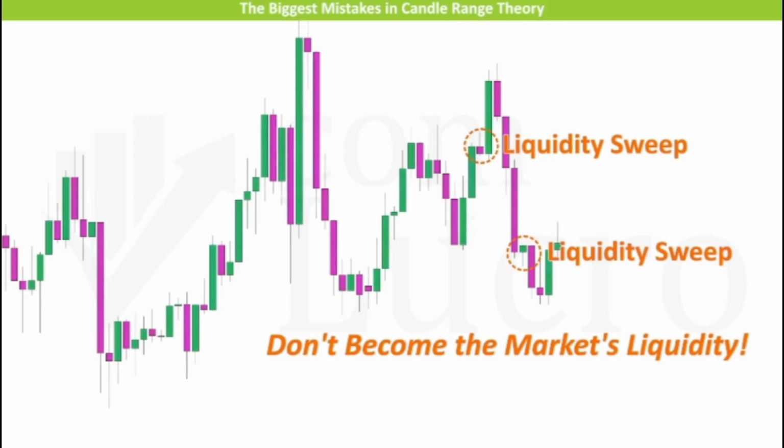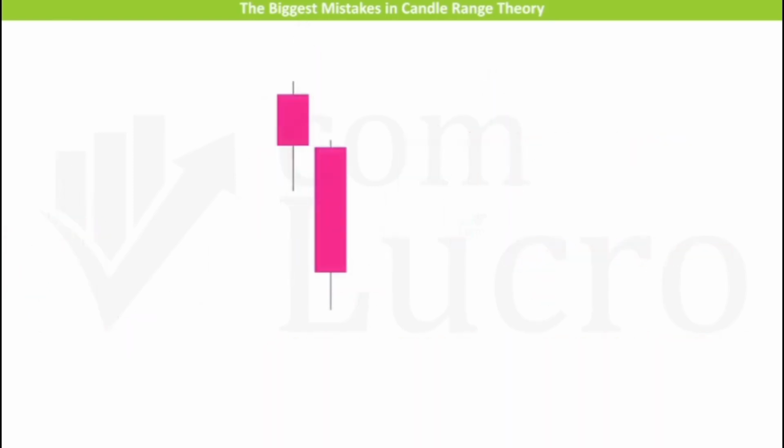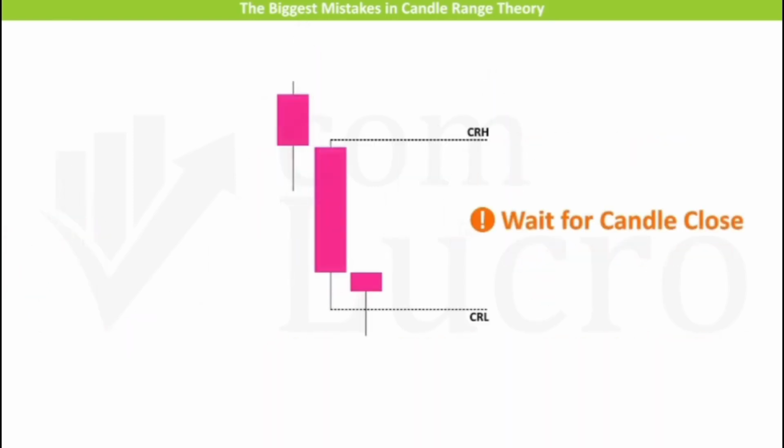One of the biggest mistakes is trying to apply CRT in a choppy or ranging market where there is no clear trend. CRT performs best in trending conditions where impulsive and corrective legs are clearly defined. Without a clear market structure, liquidity sweeps lose their significance, making CRT signals far less reliable. Before applying the strategy, always ask yourself, is the market clearly trending? If the answer is no, it's usually better to stay patient and wait for a cleaner environment.